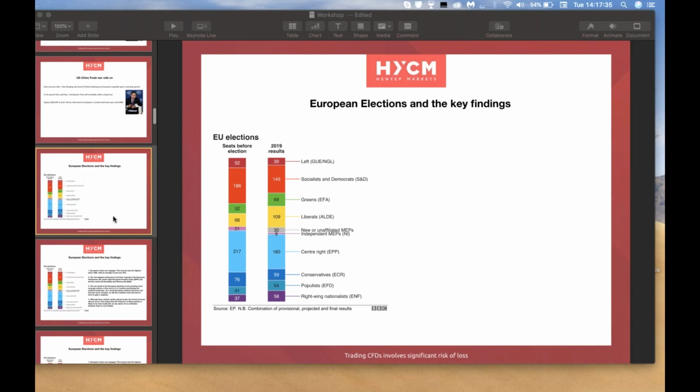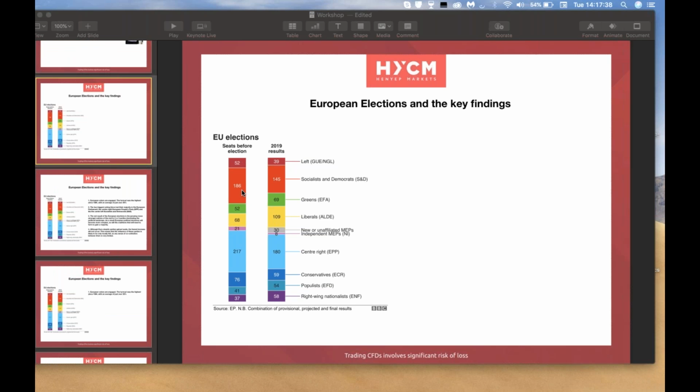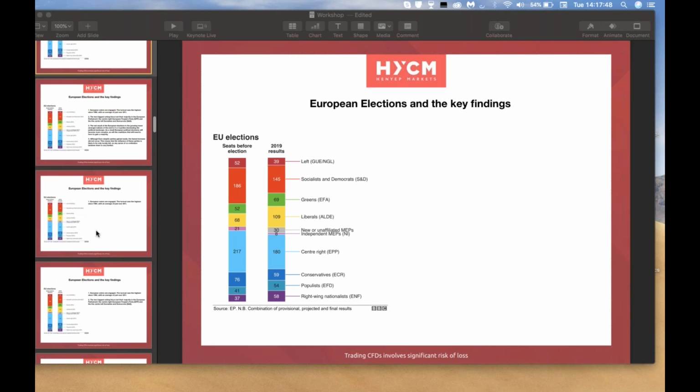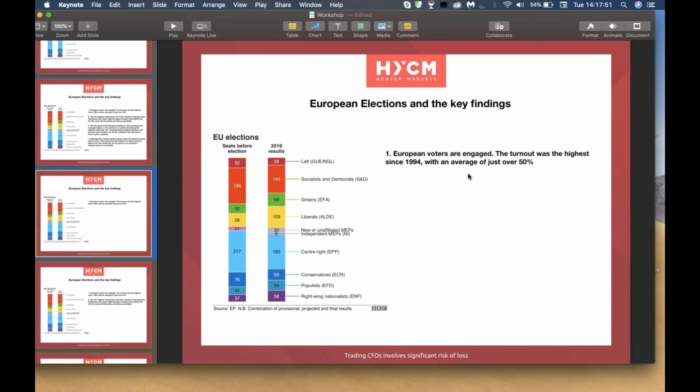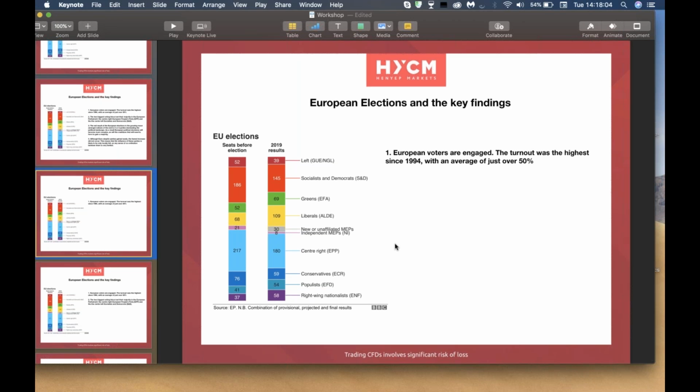So these were the seats before the elections on the left, and these were the seats after the 2019 election results. And there are a number of key findings for us to look at here. The first finding is that European voters are clearly engaged, and the turnout was the highest since 1994, with an average of just over 50% of voters turning out. Obviously, it was very different in the UK. I think it was just under 40% in the UK, but that's to do with Brexit and isn't particularly a surprise. But generally, people turned out very well.